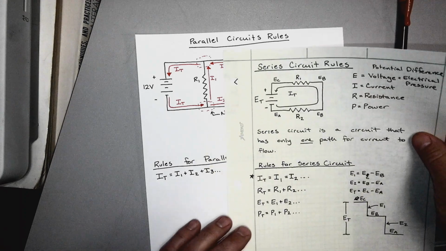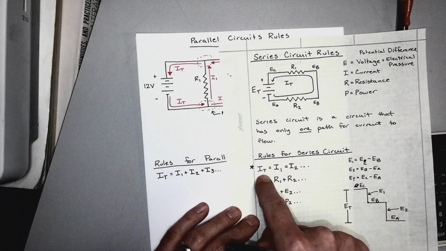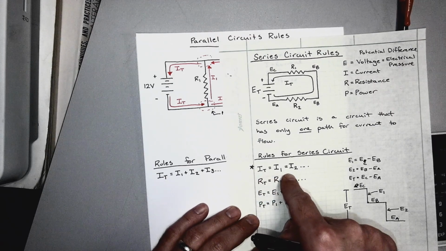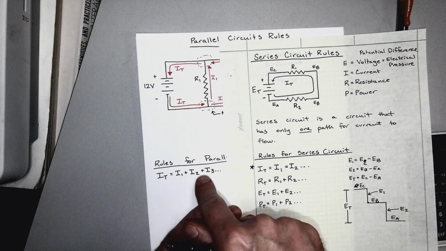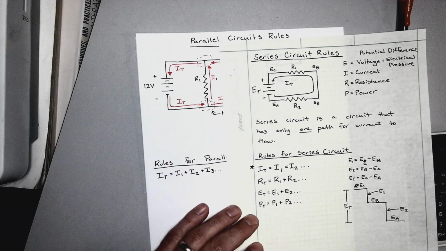And we can see that that differs almost exactly opposite that of the series circuit. So in a series circuit, it was IT equals I1 equals I2, but in parallel circuits, they're additive, kind of like voltage in series circuits, right?